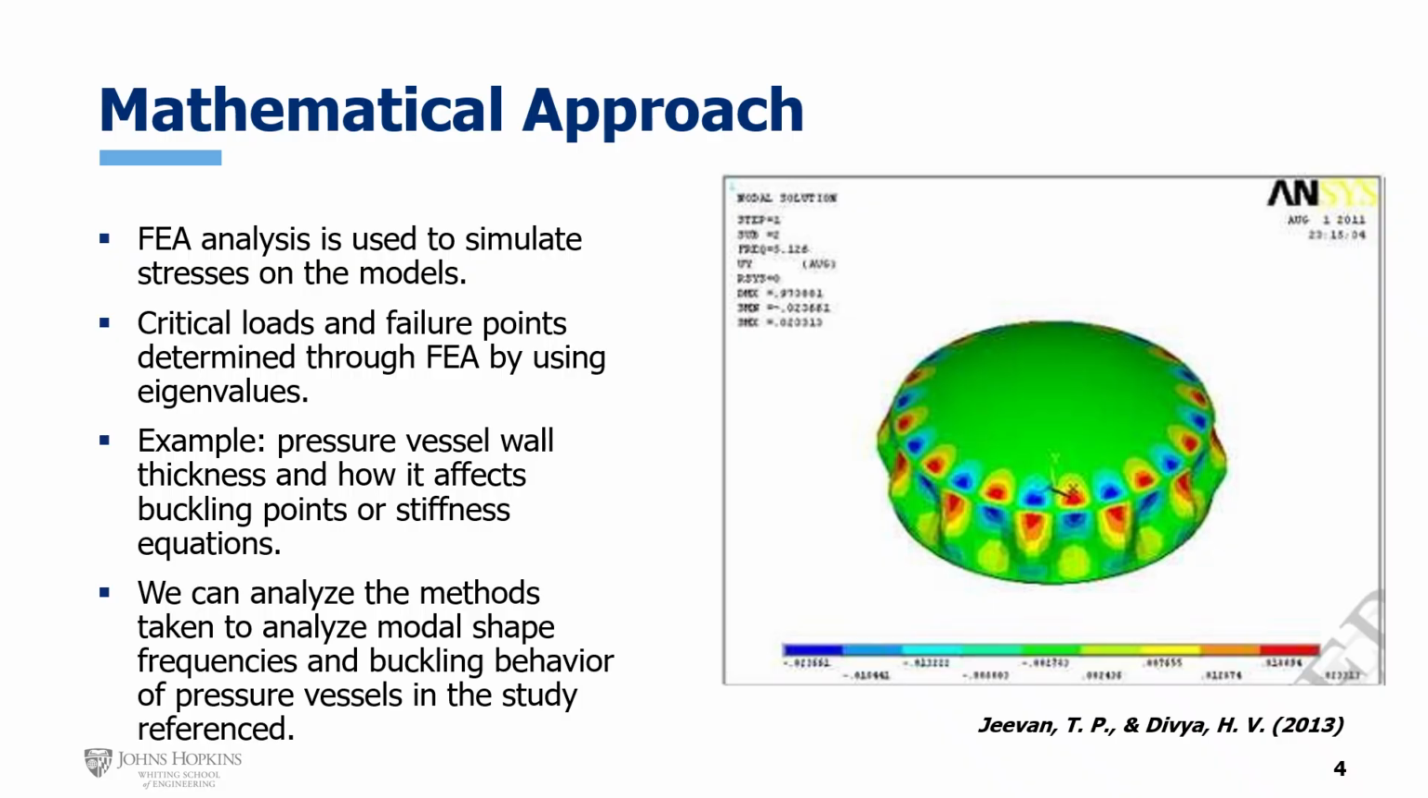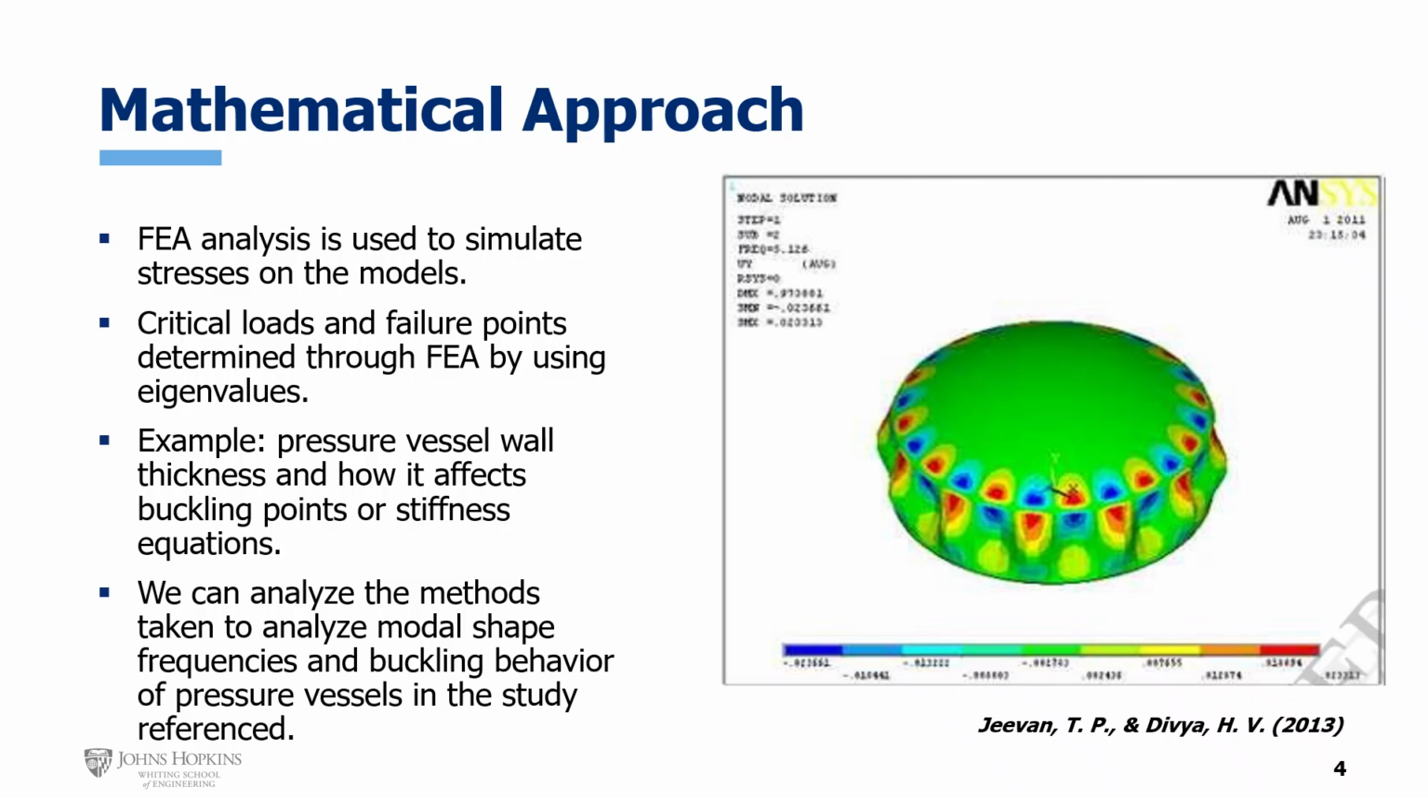And here is the first example. On the right, you can see a photo of a pressure vessel, and this pressure vessel experienced an internal pressure that caused expansion and buckling and points of failure on the edges. So that's what we use FEA for.